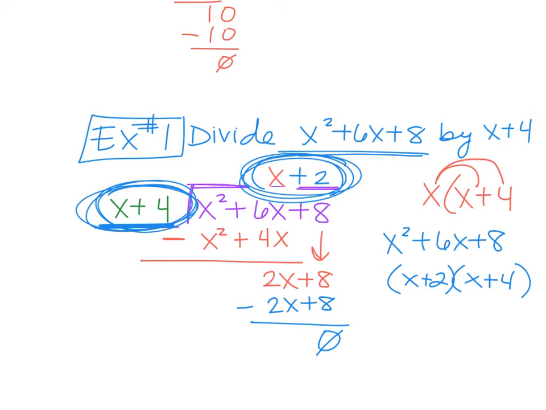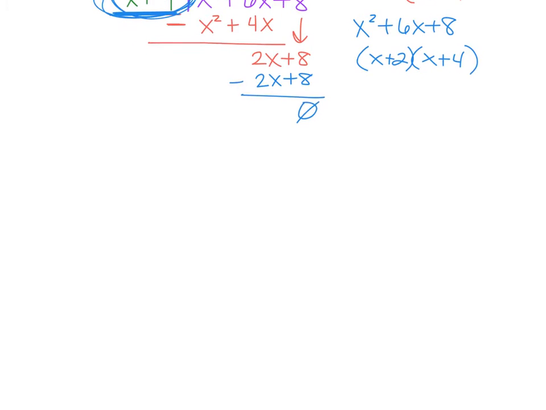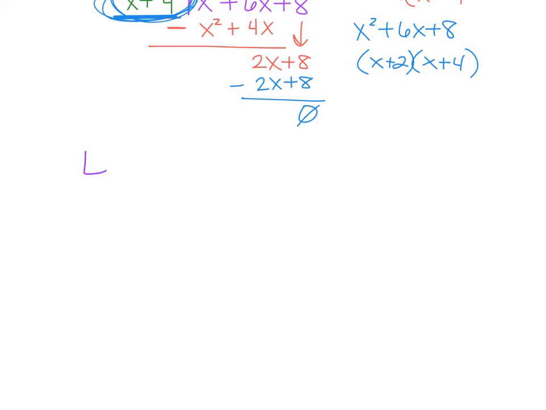So technically your answers, your zeros here, would be -2 and -4. I just need you to solve the problem. X plus 2 is your answer when you divide. Okay? All right, example 2. Oh my gosh, sweet.